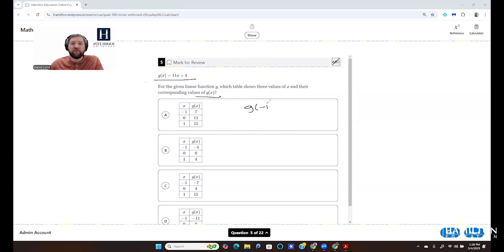So I do g of negative 1, which is negative 11 plus 4, equal to negative 7. G of 0 is equal to 0 plus 4, and that's 4. And then g of 1 is equal to 11 plus 4, which is 15. So the first one has the wrong values except for the last one. This one has the wrong values in all cases. This one looks great on all values, and this one is wrong. So C is the correct answer because it has the corresponding y values for the x values.